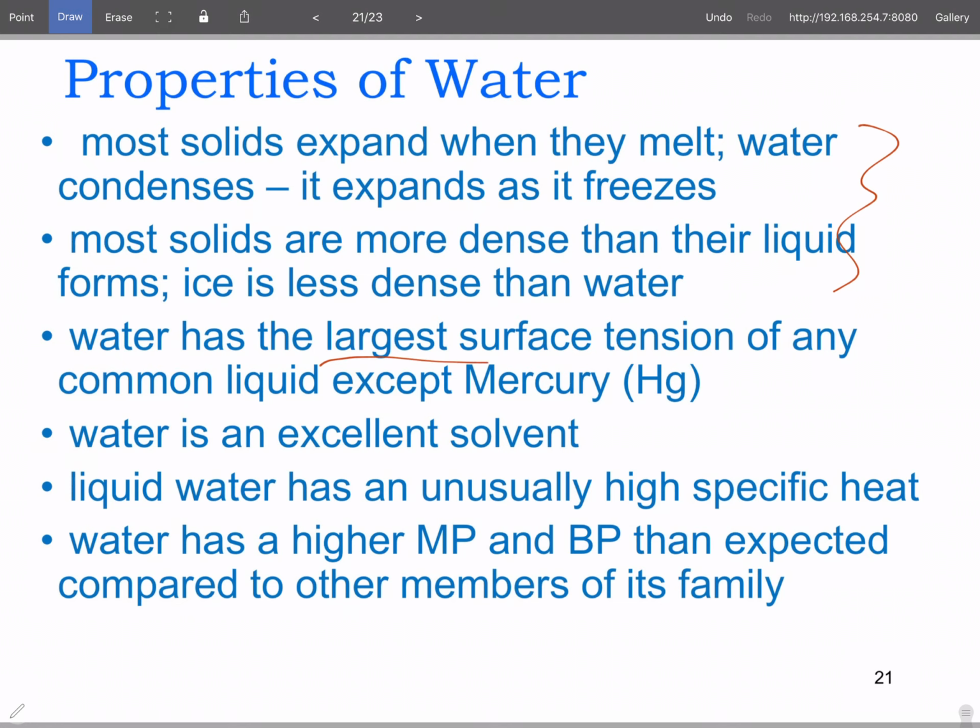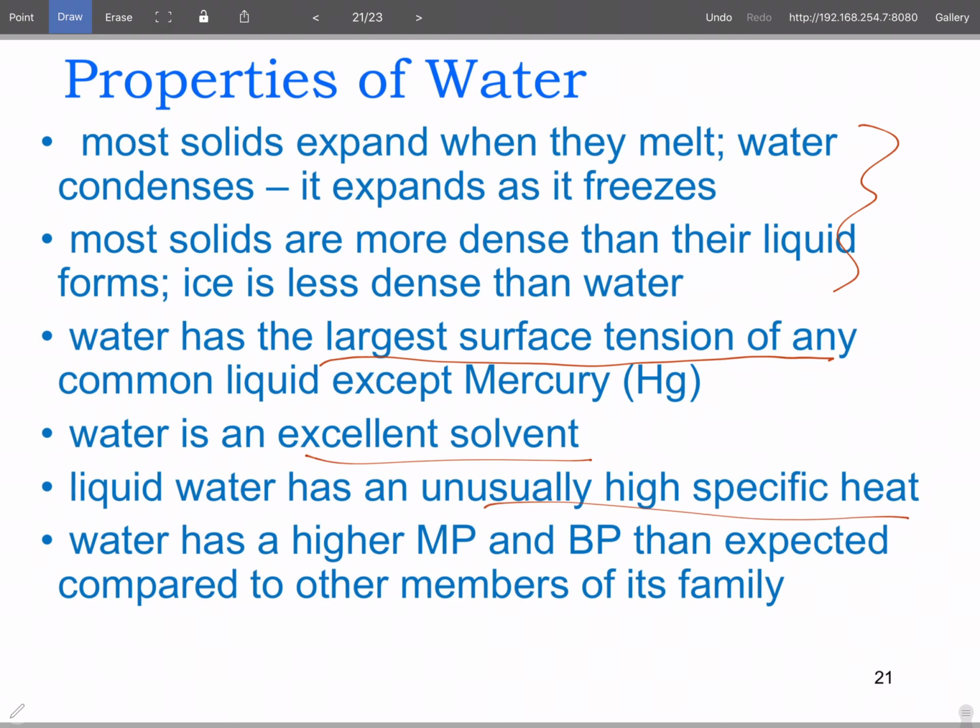It has the largest surface tension of any common liquid except mercury, which is critical, not the mercury part, but the liquid part, because you're mostly water. And so if it wasn't for water having high surface tension, you'd be a big puddle. It's an excellent solvent. It dissolves just about everything.